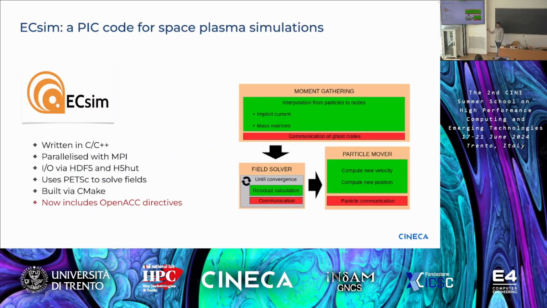ECsim is written in C and C++, and all it has is parallelization with MPI. It scales fairly well, and you don't need to know so much about this code. You just need to know that it has moment gathering, particle mover, and field solver. These three modules we have. All three modules could go on GPU. For the time being, we just have moment gathering and particle mover on the GPU.